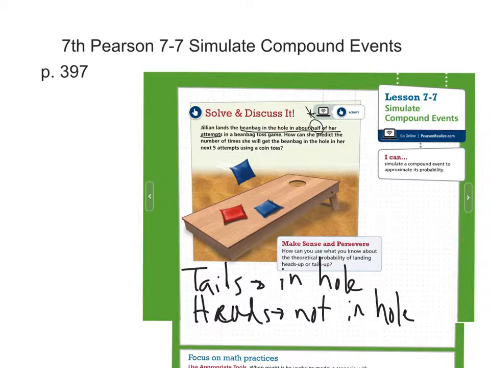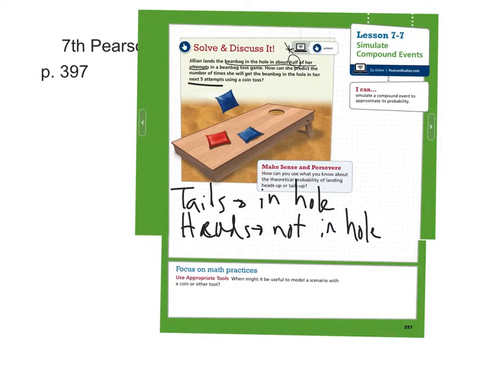If we want to simulate 5 attempts, then we could just flip a coin 5 times and see what happens. Again, it's not a guarantee. You could just say, why don't they just throw the beanbags 5 times and see what happens? But it's just finding alternative approaches for simulating this.